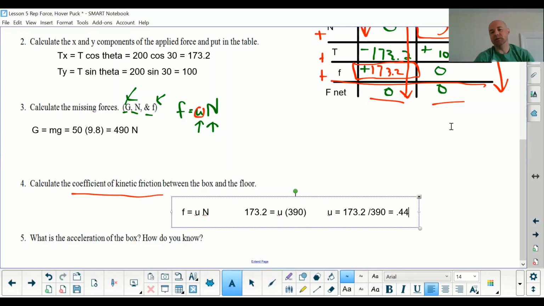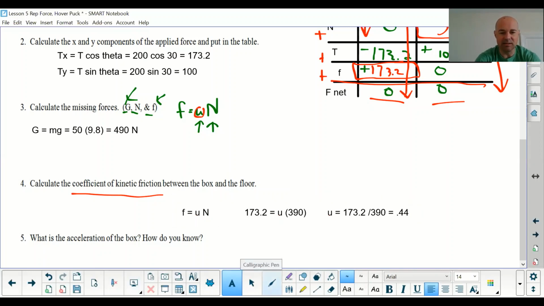So again, a decimal is good. It's between 0 and 1, so it seems to make sense. For the coefficient of friction, there is no unit. That's something I forgot to talk about before, but it's just a ratio of newtons divided by newtons, so it's unitless, okay?